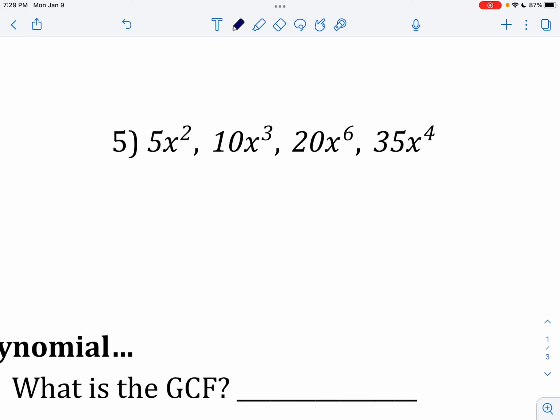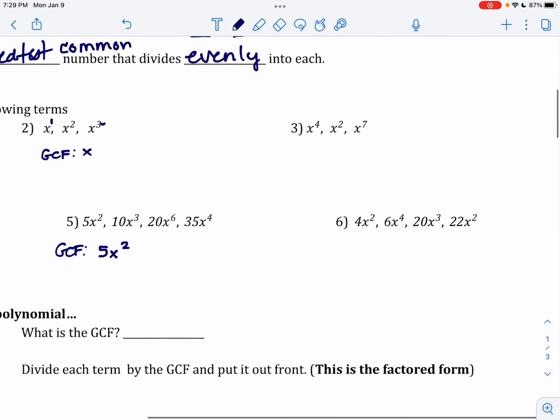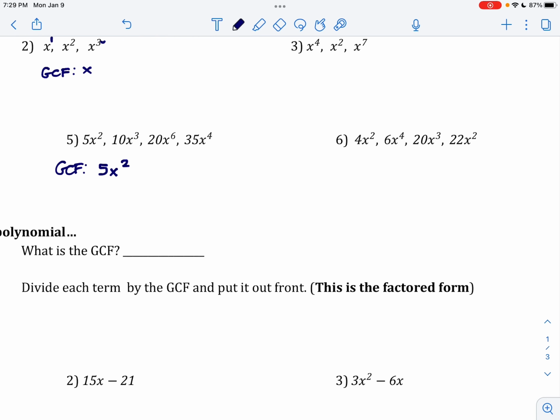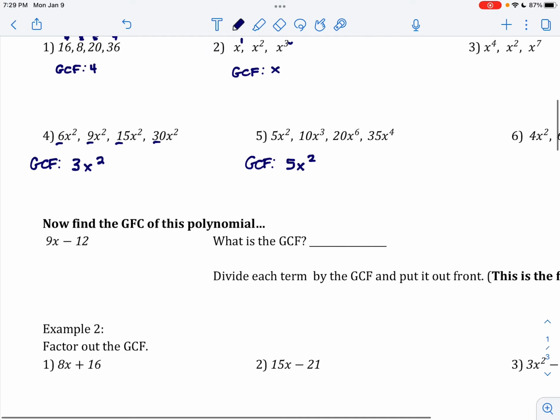All right, so for this one, the greatest number that we could take out would be a 5. And the greatest variable with the exponent that we could take out would be x squared. So the greatest common factor would be 5x squared. All right, hope you got that one correct. And then you can try 3 and 6 on your own, but that's the gist of it, to see where you're at. All right, now we're going to find the greatest common factor of this polynomial.